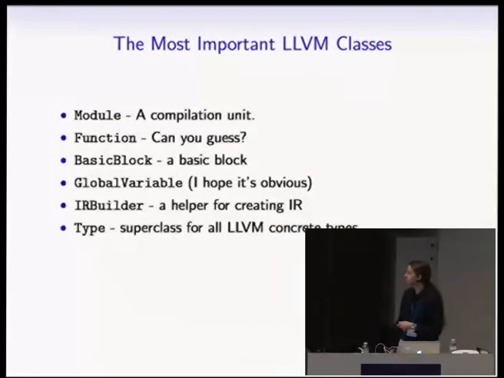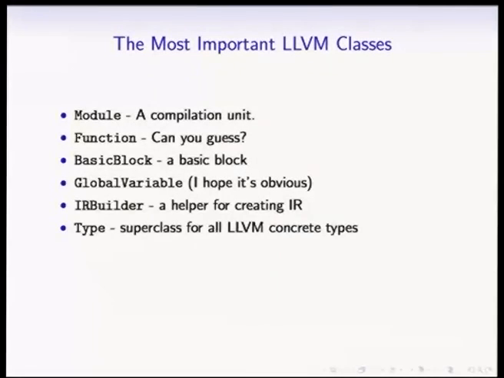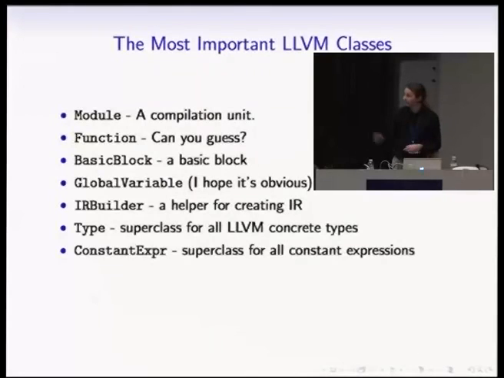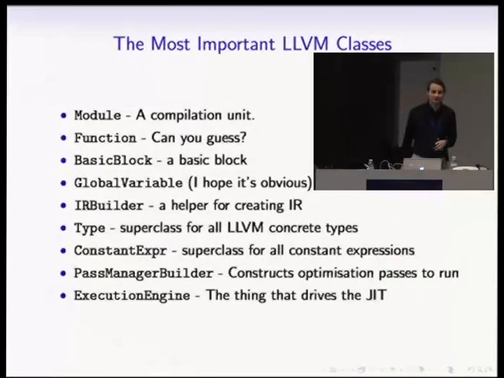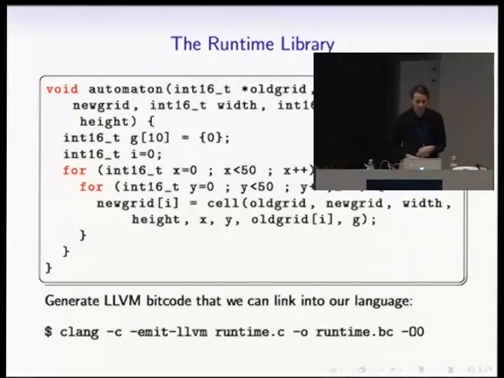The type class I won't deal with very much, because this language only has one type, which is a 16-bit integer. So we only touch on that very briefly. ConstantExpr is the class that's used for building, well, obviously, constant expressions. These last two we'll come to a little bit later. PassManagerBuilder is the one that we use for constructing a sequence of LLVM optimization passes, which you then want to run. An ExecutionEngine is the bit that actually does the execution.